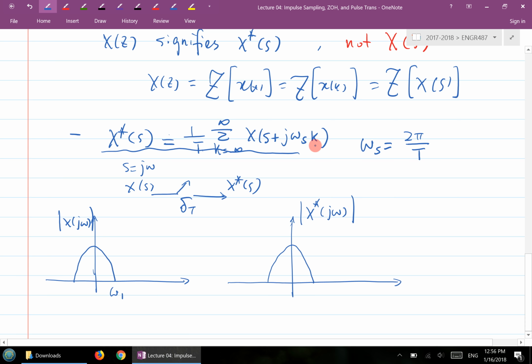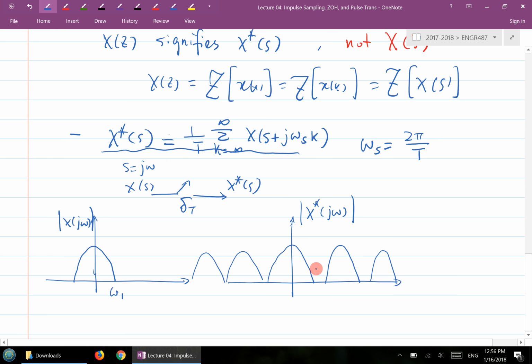Let's keep going. At k equal to 1, what is it? It's x of j omega plus j omega_s. Makes sense, right? Basically, you shift this guy either to the left or to the right, depending on the k value. So you basically get a whole bunch of bumps for x star of s here.